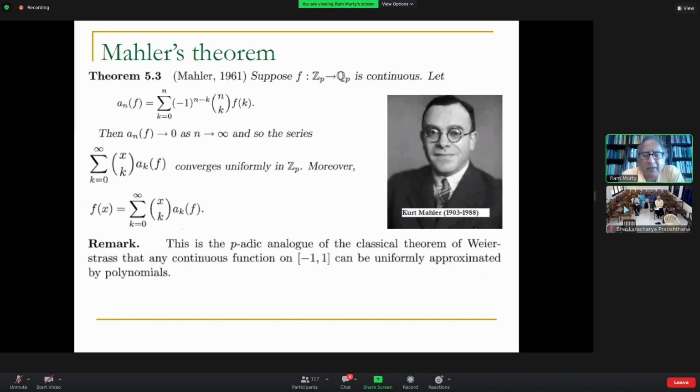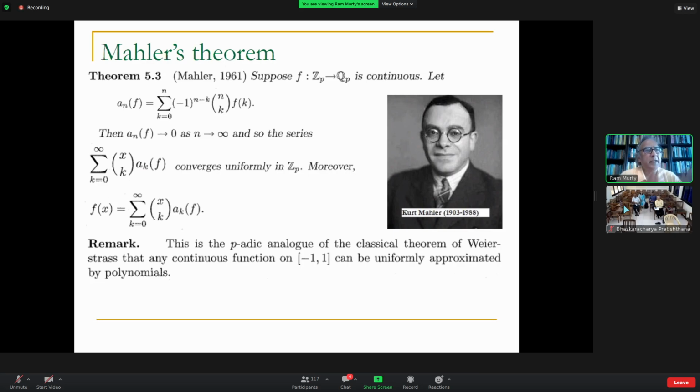So this should be thought of as the p-adic analog of the classical theorem of Weierstrass, that any continuous function on minus 1 to 1 can be uniformly approximated by polynomials. So I am trying to impress upon, especially the youngsters who are listening to these lectures, that there's a whole p-adic world out there.